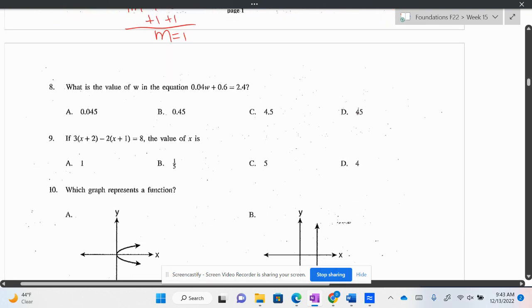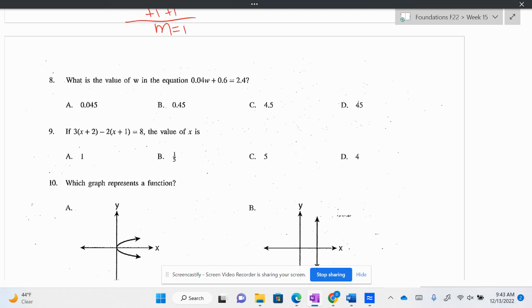What is the value of w? I'm not going to walk through every single one of these. That'll take me forever. I'm going to subtract 0.6 from both of these. So I have 0.04w equals 1.8. You are going to divide both sides by 0.04.